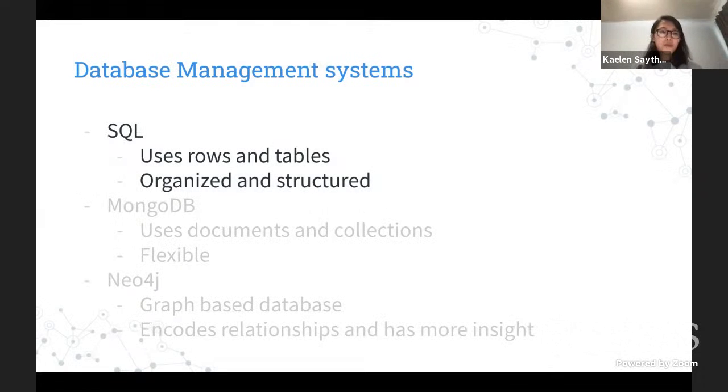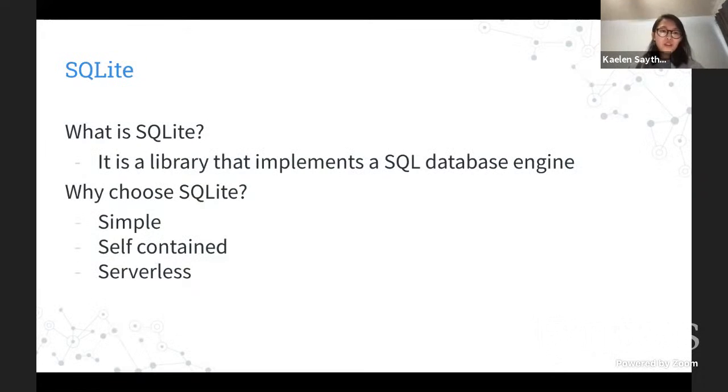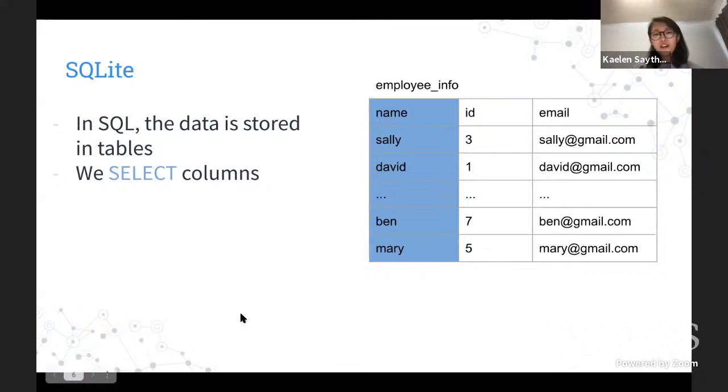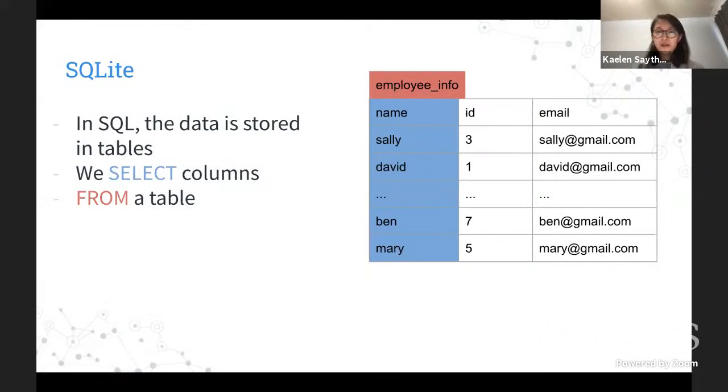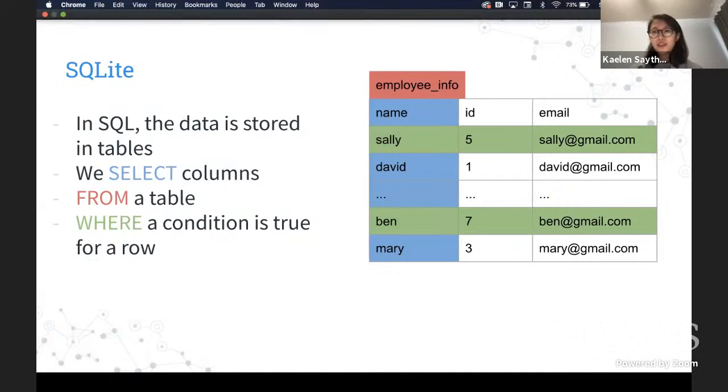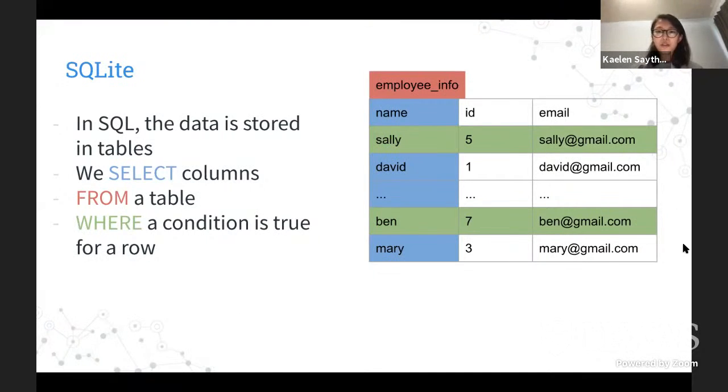So today we'll just be focusing on SQL. SQLite is basically a library that implements a SQL database engine. We choose it because it's simple, serverless, and self-contained, so it's pretty easy to implement in any kind of project. In SQL, the data is stored in tables. We select columns from a specific table, and then where a specific condition is true for a row. Like in this case, ID is greater than 4.